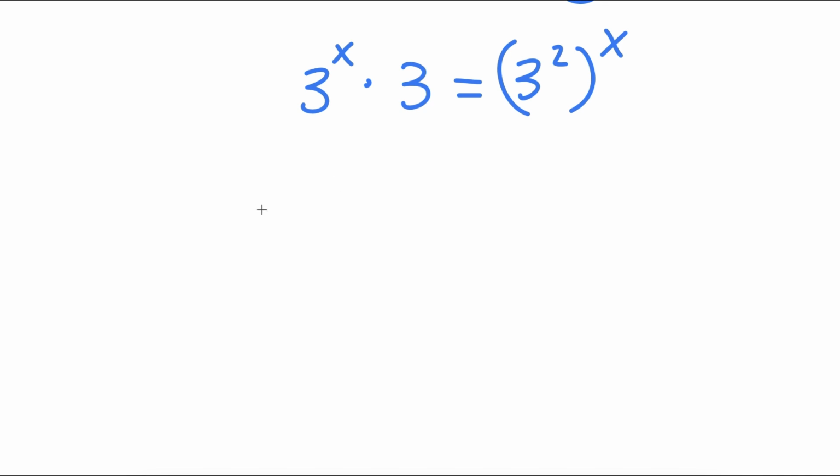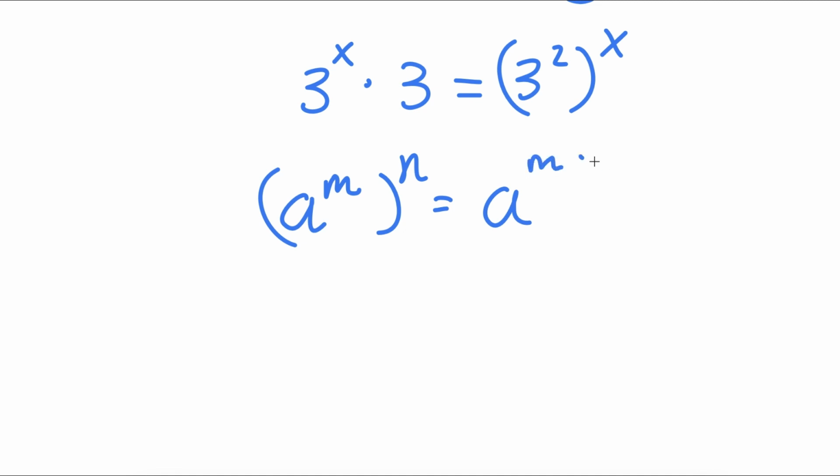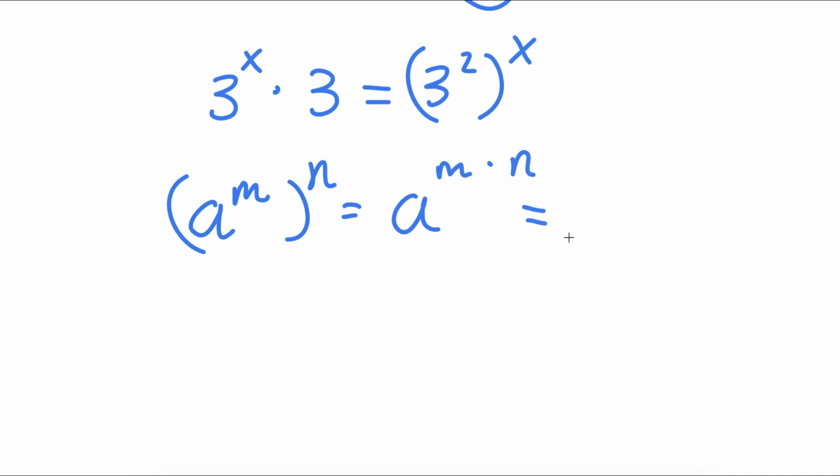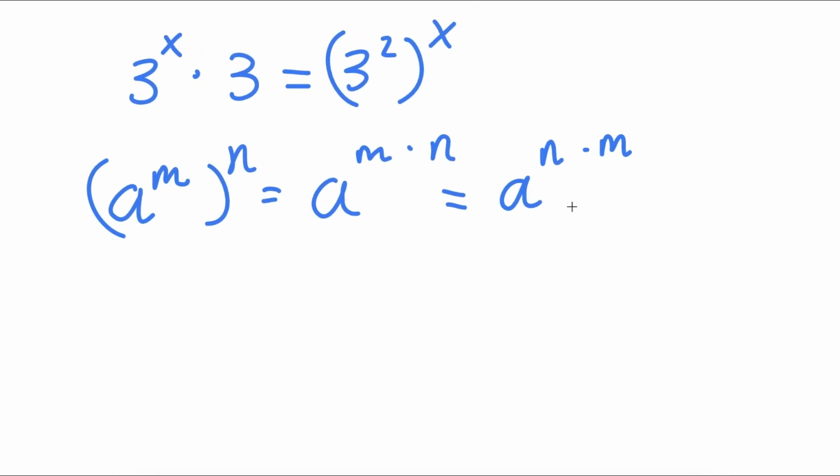And if I have something in the form a to the power of m to the power of n, this is the same thing as a to the power of m times n. And m and n, well, I can change the place of these two. So this is the same thing as a to the power of n times m. So if a to the power of m to the power of n is equal to a to the power of m times n, then a to the power of n times m, that should equal a to the power of n to the power of m.